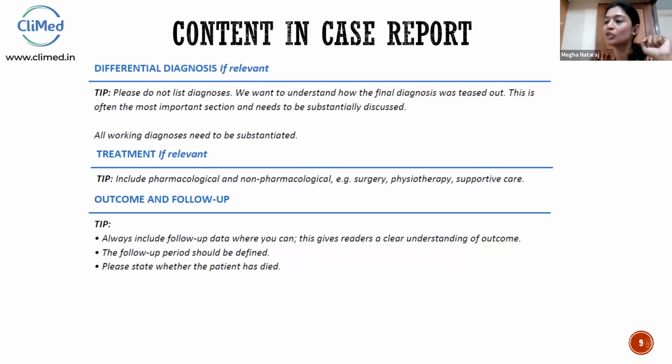So if there was a methodological flaw, that can get caught. If you overgave a medication, that can also be brought to the notice of the editor or the reviewer or the reader for that matter. So these things have to be taken care of.